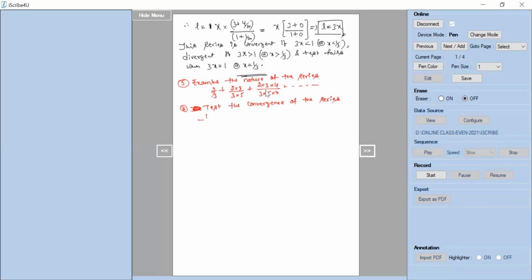You can take this 1 by 2 root 1 plus x square by 3 root 2 plus x cube by 4 root 3 plus and so on, where x is greater than 0. So you can try these 2 problems by applying D'Alembert's ratio test. You can examine the nature, whether the series are convergent or divergent, just like the previous 3-4 problems. So this is about testing the convergence or divergence nature of infinite series using D'Alembert's ratio test.